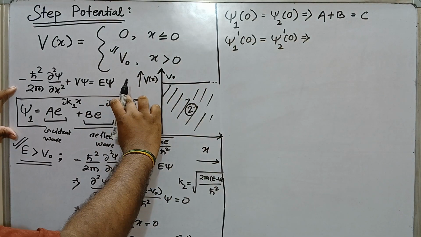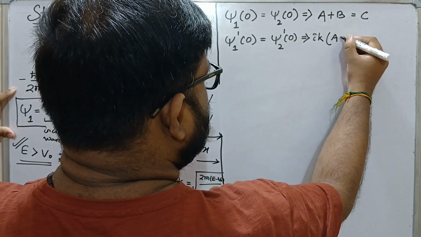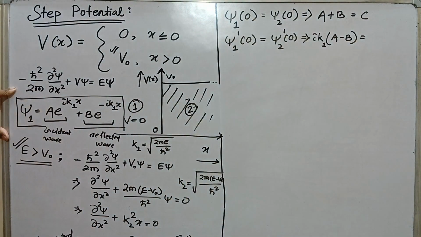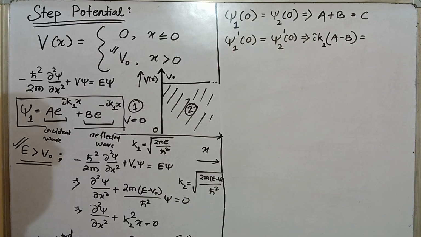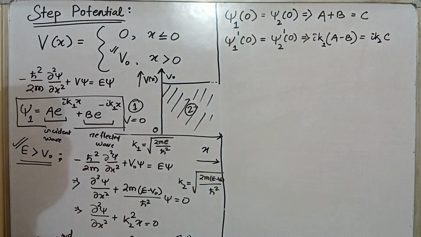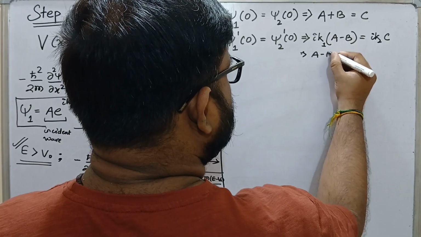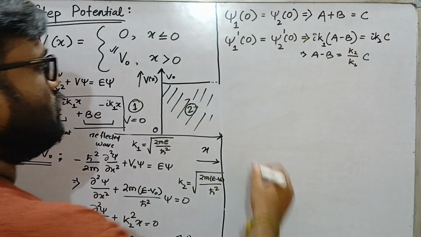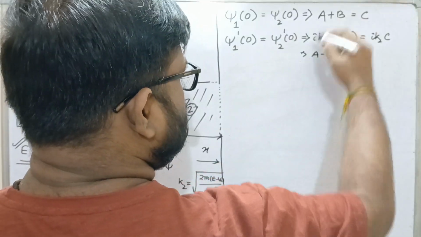This is psi 1. When we take a derivative, it will be ik1 times (a minus b), which is equal to ik1 (a minus b). And this is equal to c. When we take a derivative of it, what will happen? It will be ik2 c. Yes. Now that gives us what? a minus b equal to k2 by k1 into c. Okay. Now this is relation 1, this is relation 2.